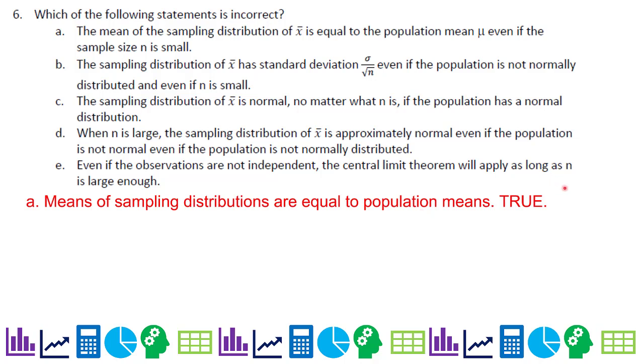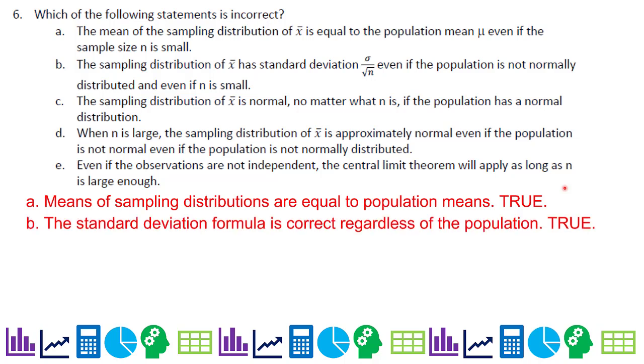Variability does. B, the sampling distribution of X bar has a standard deviation sigma over square root of n, even if it's not normally distributed, and even if n is small. That is correct, all right? So yes, that formula is fine, all right? And really, the only time we're really worried about this is the 10% condition, okay?